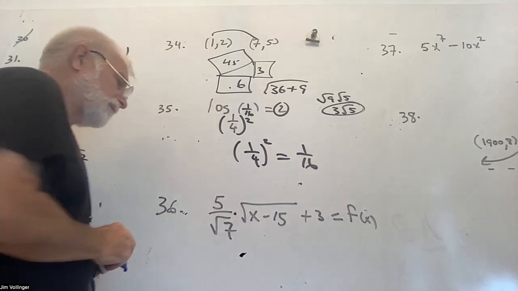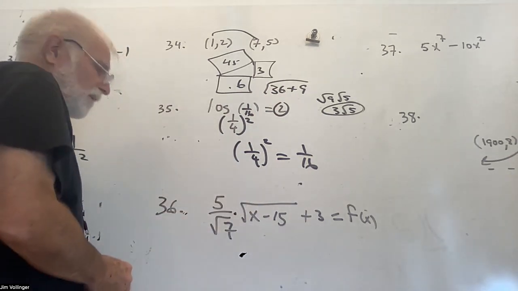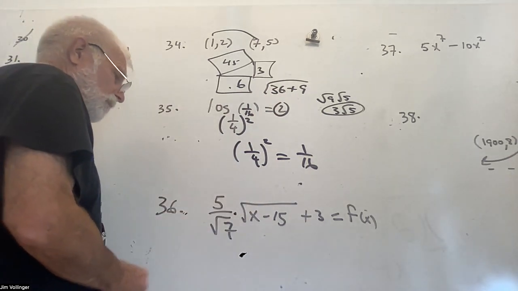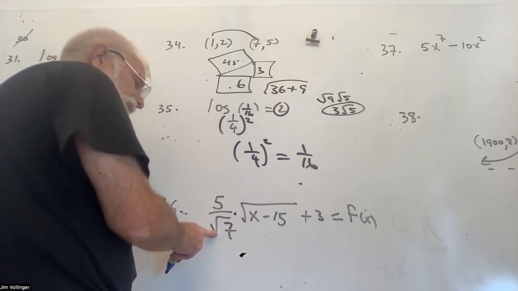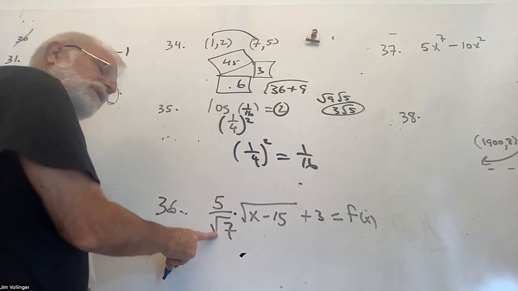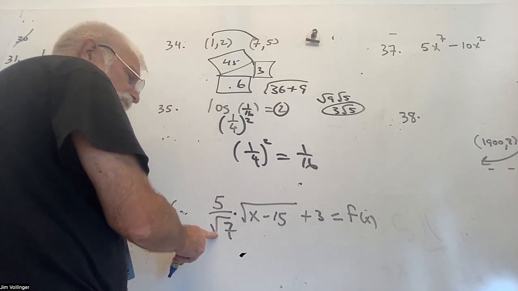All right, so what are the 2 numbers here that we're looking for? Well, this is a product. How do you make a product 0? Make some part of it 0. Well, I can't make 5 over the square root of 7 be 0.